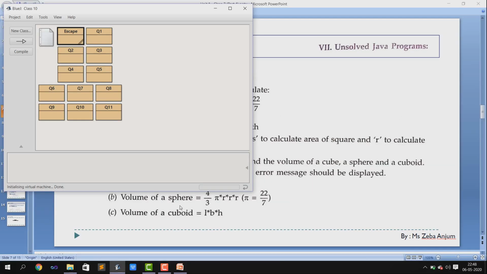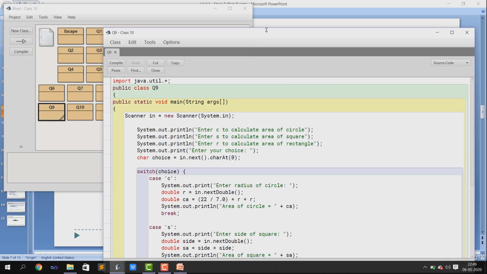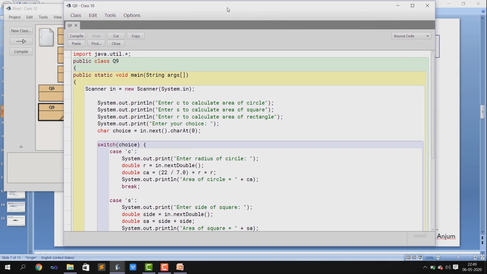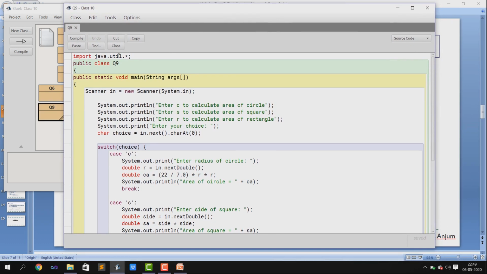Okay. Now students, this is basically our BlueJ, and over here we are having question number 9. I have already typed it for you. Let us double click it to open the program. Now see students over there. Firstly, you have been importing a class for taking a scanner. Then open the class, public static void main as a main function. Then you are starting your answer with what? Your scanner. You have made an object in of your scanner class.